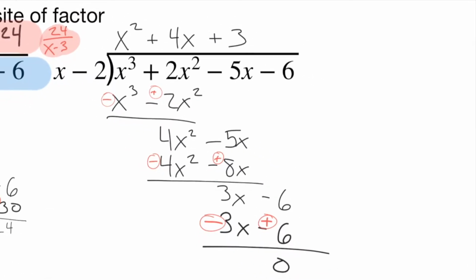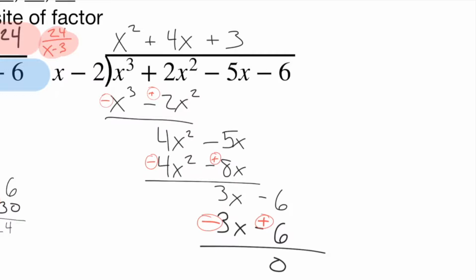Let's try it again. We've got x cubed and x here. So x times what gives you x cubed? That's x squared. X squared times x is x cubed. X squared times minus 2 is minus 2x squared. Change the signs. We got minus and plus, and so 2x squared plus 2x squared is 4x squared. Then x times what gives you 4x squared? That's 4x. 4x times x is 4x squared. 4x times minus 2 is minus 8x. 5x plus 8x gives you 3x.